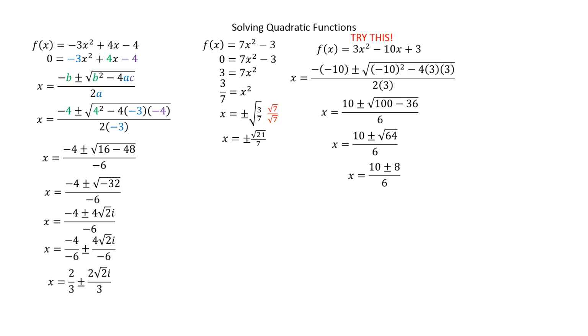Well, 10 plus or minus 8 over 6, we can actually do that. It's 10 plus 8 over 6, 10 minus 8 over 6. 10 plus 8 is 18, divided by 6 is 3. 10 minus 8 is 2, divided by 6. 2 over 6 reduces to 1 over 3. And so we get x equals 3 and x equals 1/3. If you looked at this and saw, hey, you know what?